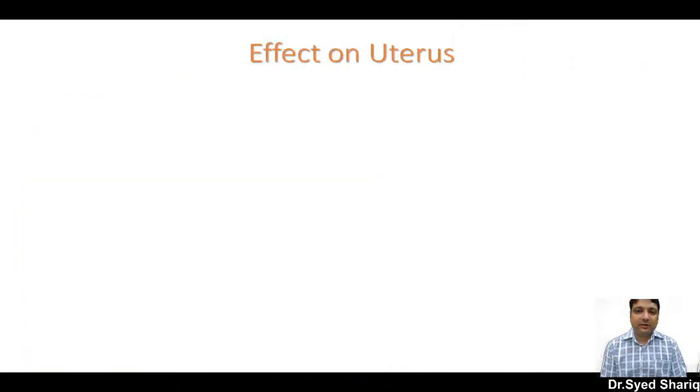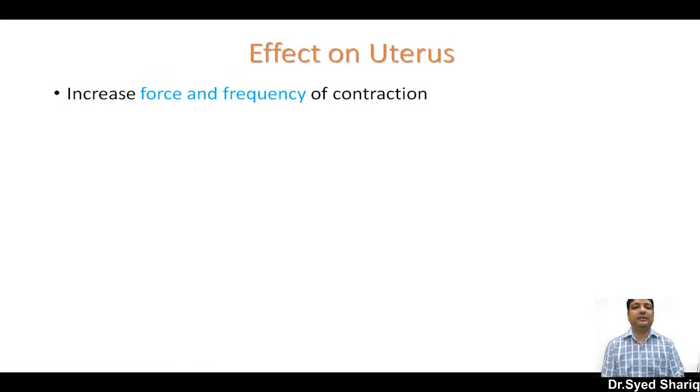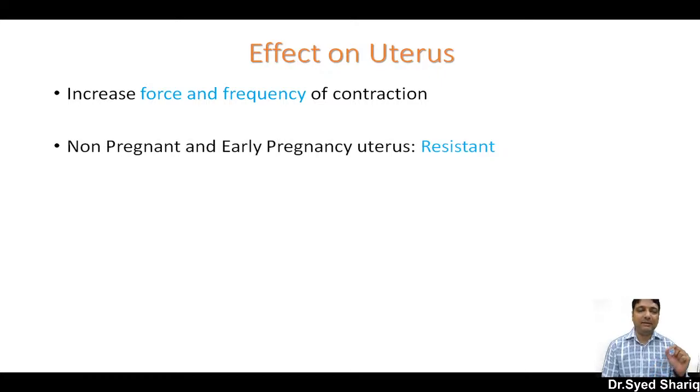Now, what are the basic effects of this on the uterus? It will cause an increase in the force and frequency of the contraction. So the very important thing here is that oxytocin causes increased frequency of contraction, and increased force of contraction. It also causes increased frequency of contraction, that means there is a gap between each contraction. It's not that it's totally contracted.